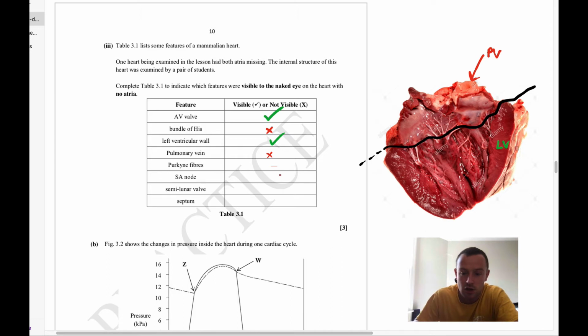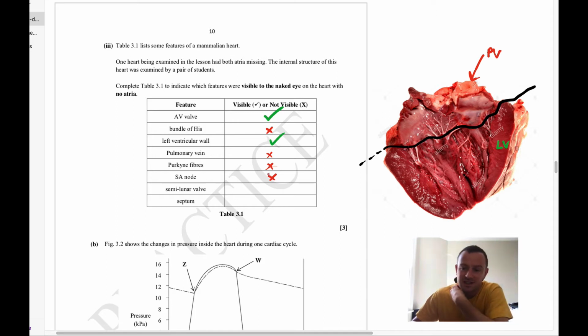Purkinje fibers, again, no, because those are internal nerve fibers that are in the heart, throughout the heart muscle tissue, so you can't see that. Sinoatrial node, again, there's not really any visible sign of that. It's a region of the heart that sets up the electrical activity of the heart, but you can't really see it.